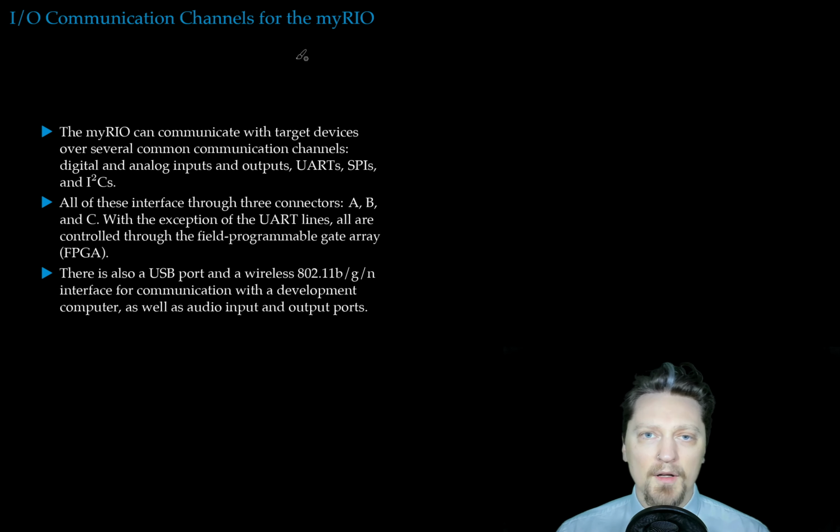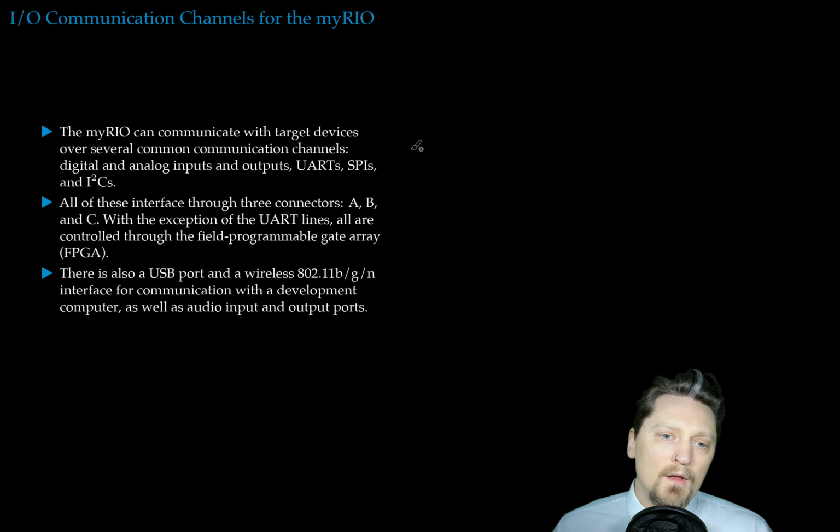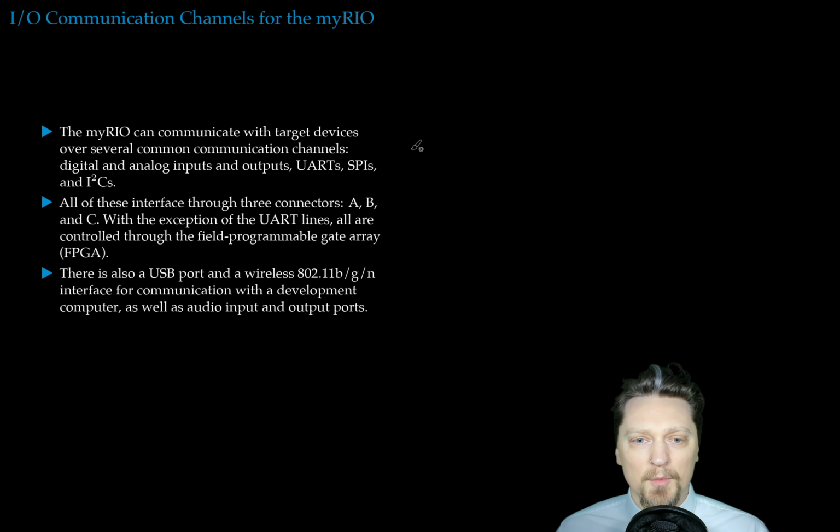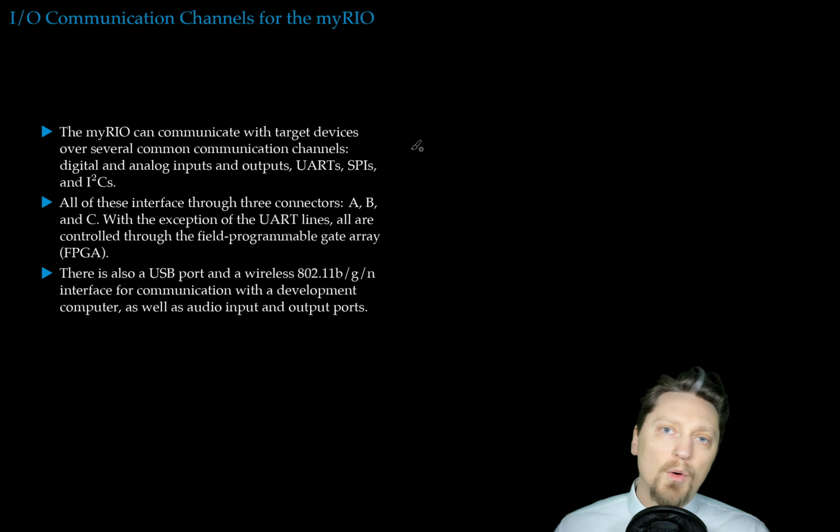The myRIO, which is the board we're using in this class, can communicate with target devices over several common communication channels: digital and analog inputs and outputs, UARTs, SPIs, and I2Cs. All of these interface through three connectors, A, B, and C. With the exception of the UART lines, all are controlled through the FPGA. There is also a USB port and a wireless 802.11bgn interface for communication with the development computer, as well as audio input and output ports.